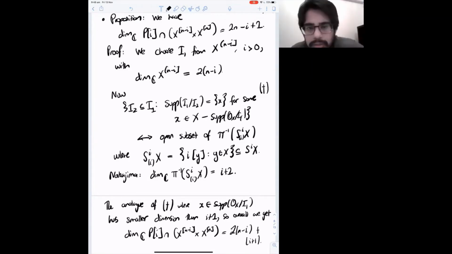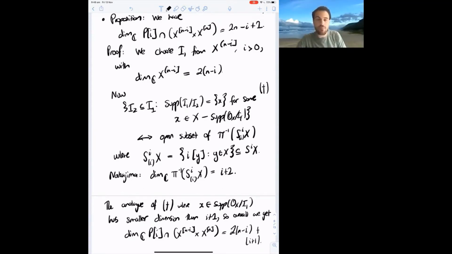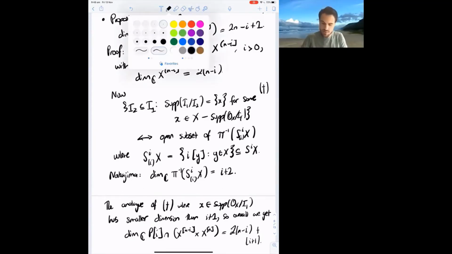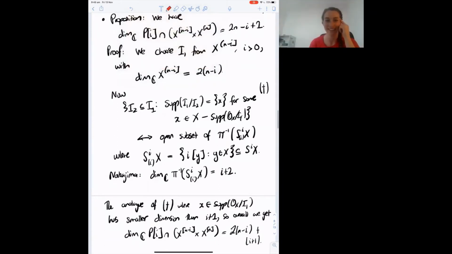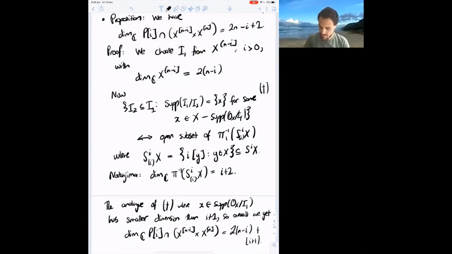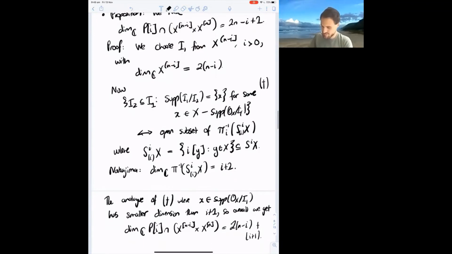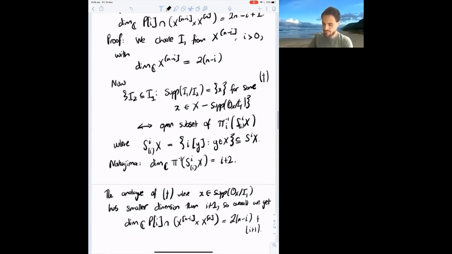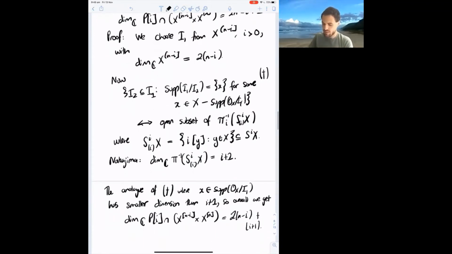Yes, what's the pi whose open subset do you have? Sorry, yes, pi is the Hilbert-Chow morphism. It should have a subscript. Ah, sorry, yes. I should have changed the notation to have fewer pi's around. Okay.